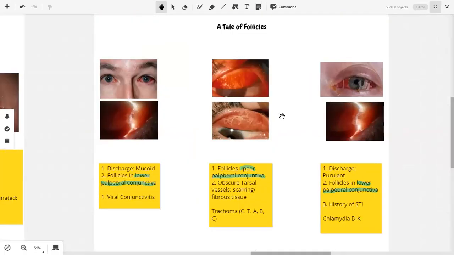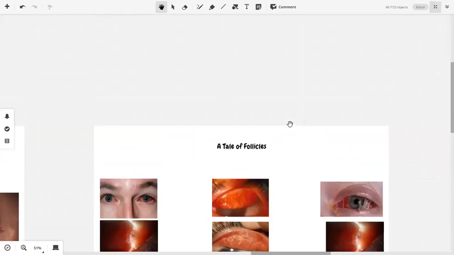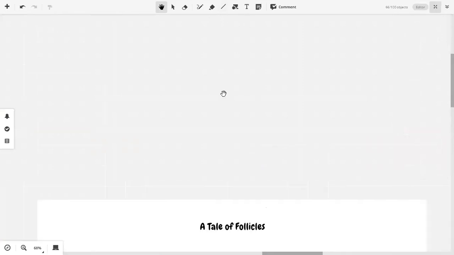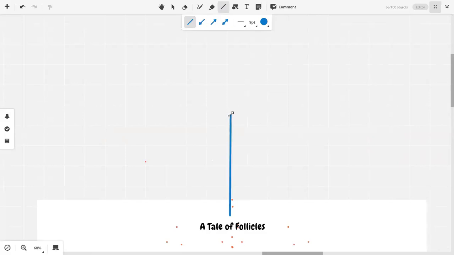So we have three cases in which we can have follicles. Let's just discuss these three. We have viral conjunctivitis, we have chlamydia trachomatis, which is causing trachoma, and we have chlamydia trachomatis serotypes D through K, which is causing acute conjunctivitis. Now, let's draw a little flow chart which will help us in differentiating these different types of conjunctivitis.